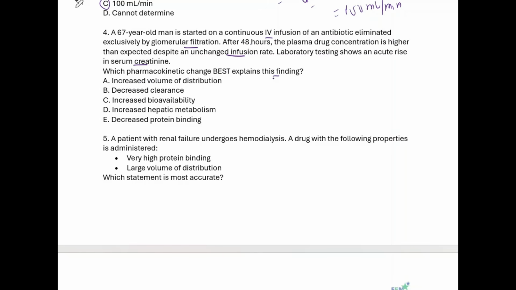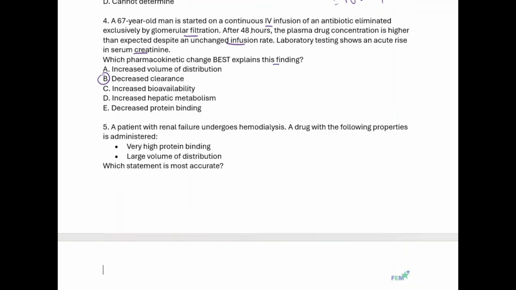So that means the patient is having a problem with their clearance. So the best answer there is going to be what? Decrease in clearance. Because as we know, if the clearance is decreased, that will lead to a decrease in the rate of elimination of that drug, and that will lead to an increase in the plasma concentration of that drug. Moving on to the next question there.